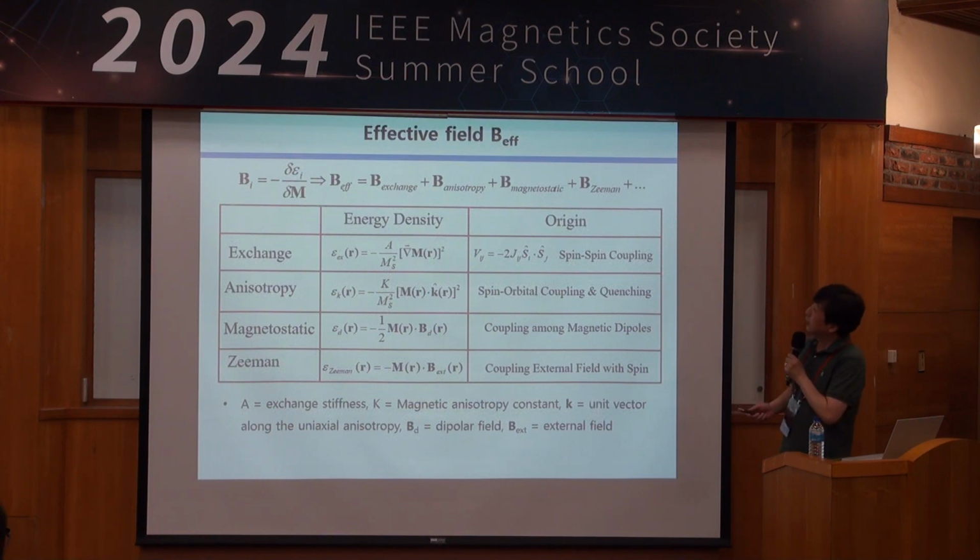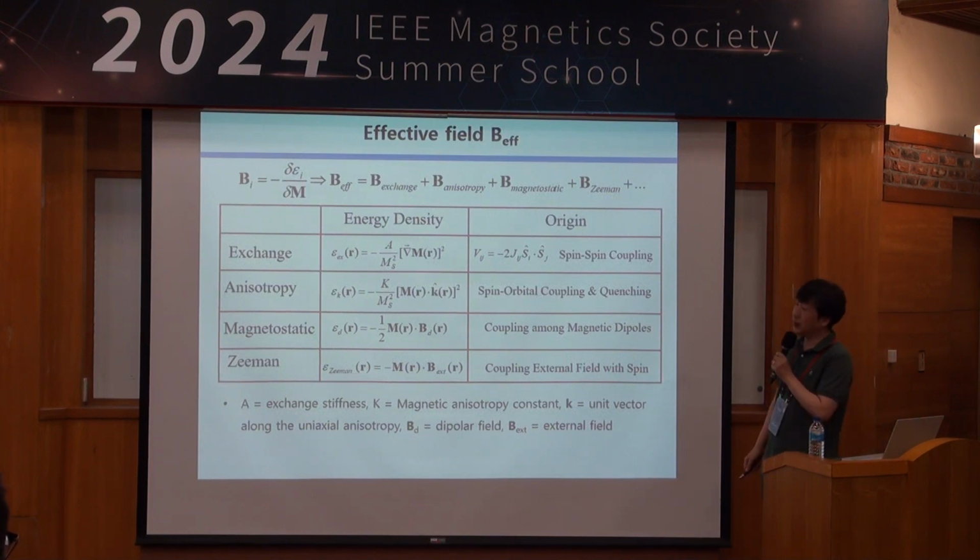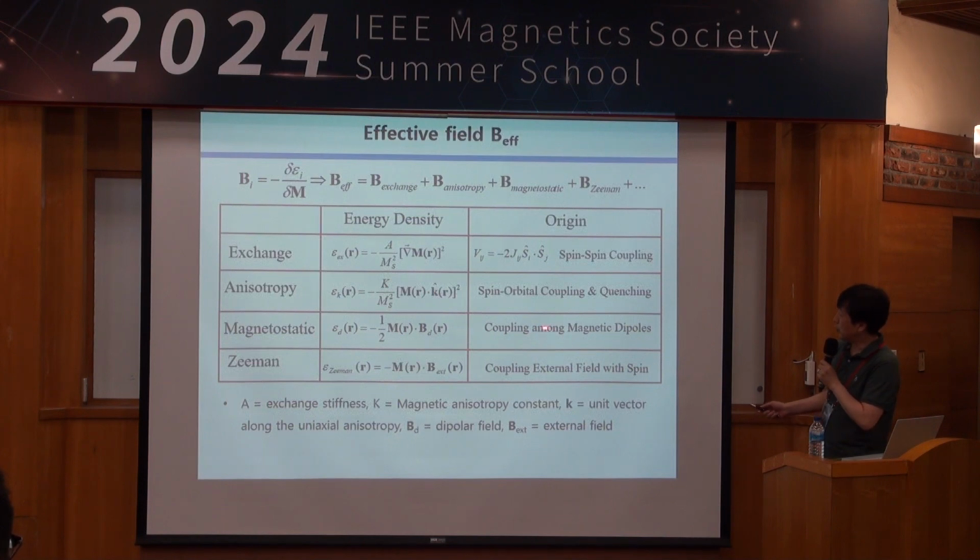Okay, and there are effective fields. They include exchange, anisotropy, magnetostatics, Zeeman, and many more things. And here, this table shows the relevant energy density for each term and what is the origin. So exchange comes from the Heisenberg exchange, anisotropy comes from the spin-orbit coupling, with differences in the orbital quenching depending on the magnetization direction relative to the crystal orientation. And the magnetostatic field comes from the magnetic dipole attraction, and Zeeman is simply the external field.